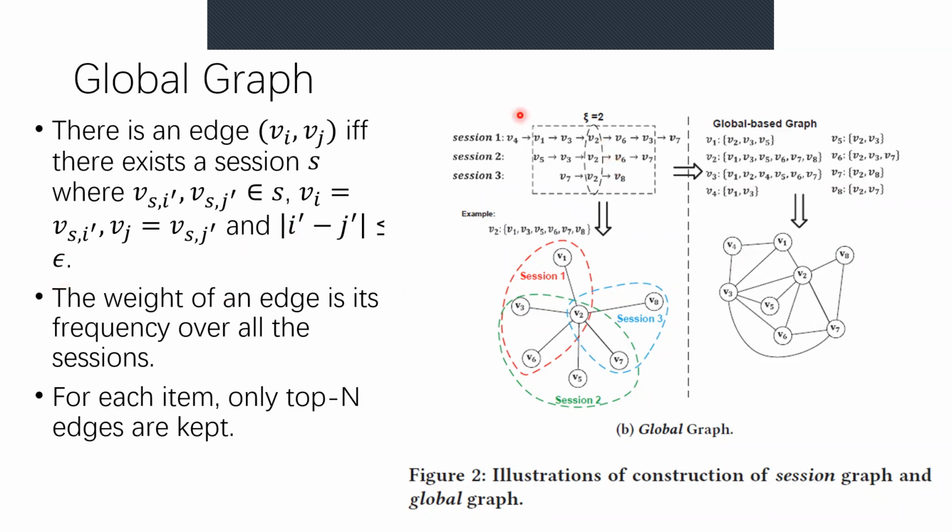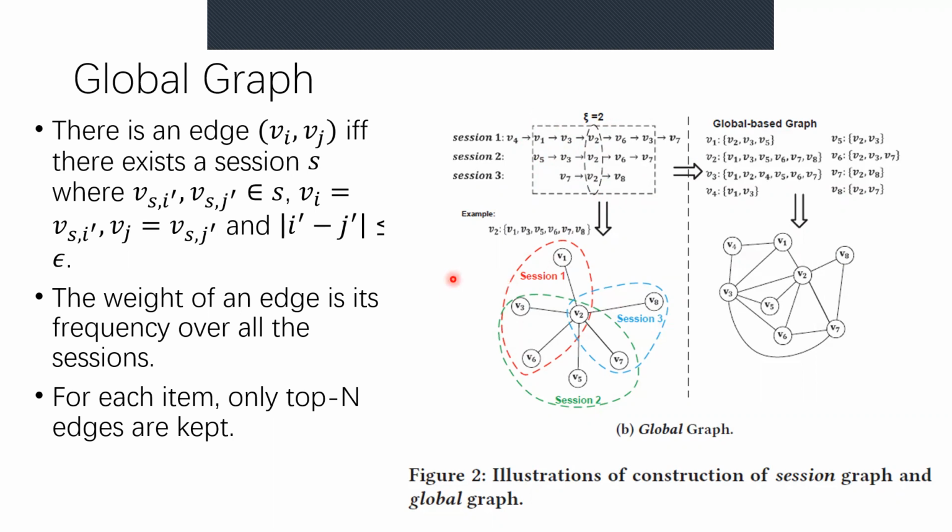So in this example, epsilon is 2, and if we try to see which nodes V2 connects to, it is basically all the items whose position difference to V2 is smaller than or equal to 2. So V1, V3, V6, V5, V7, V8.